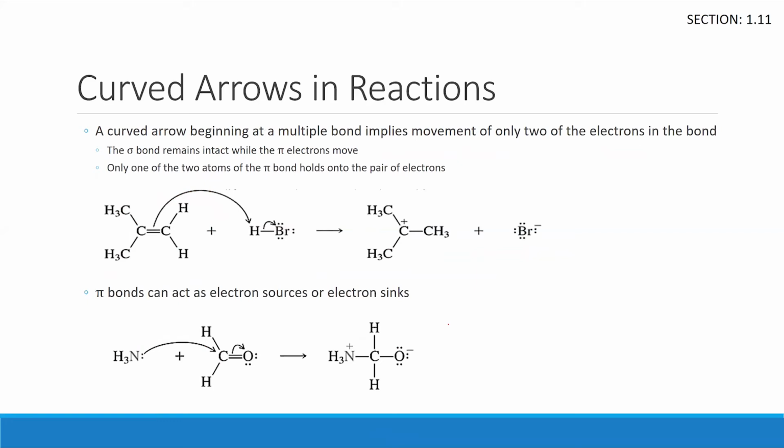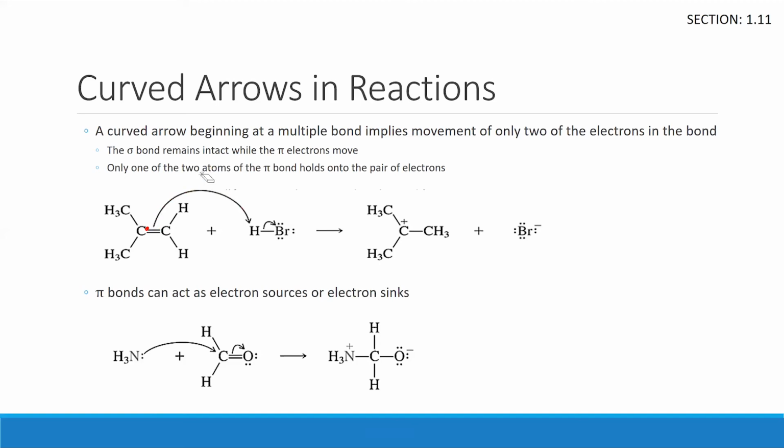Curved arrows can also move and begin at a multiple bond position, so at a double bond or even a triple bond. But remember that the curved arrow implies that you're only moving 2 electrons in the bond. So if you are taking a double bond and moving 2 electrons, that means the sigma bond, the underlying sigma bond, stays intact while the pi electrons move. What that means is that you'll still be left with a single bond, and 2 electrons will move out of that double bond. So only one of the 2 atoms in the pi bond holds on to the pair of electrons. Here's a case where we're showing the movement of electrons from this double bond. So you can think about here are the 2 electrons that are being moved.